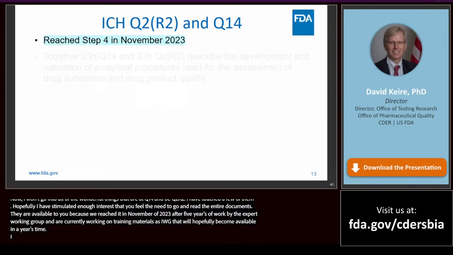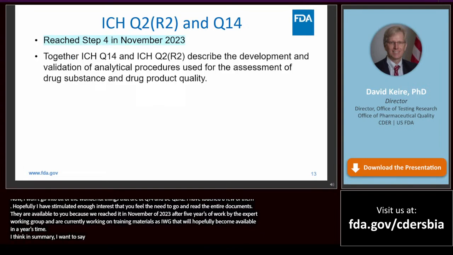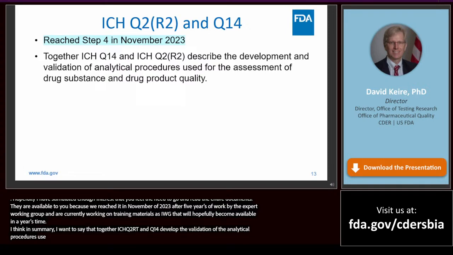I think in summary, I want to say that together ICH Q14 and Q2R2 describe the development and validation of analytical procedures used for the assessment of drug substance and drug product quality.